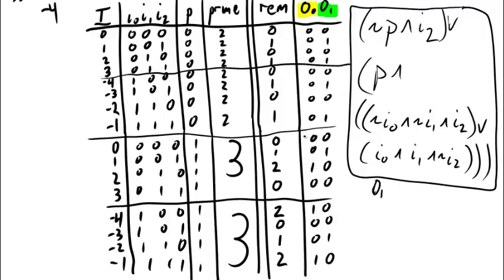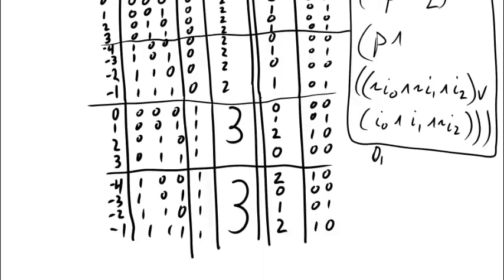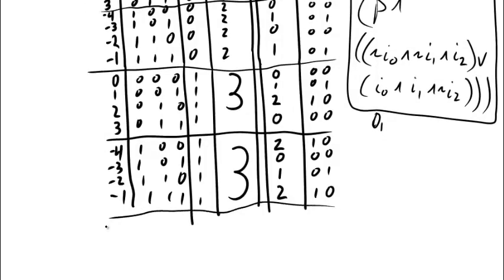O0, we said, shouldn't be too hard because there are only 3 rows where it's true. I'm going to scroll down a little bit just because those 3 rows are down near the bottom. I need to remember this is I0, I1, I2, P, so I will just write that out down here so I can remember that. Okay, so I need to handle this row, and this row. So O0 is going to be, in this row, P and not I0 and I1 and not I2.